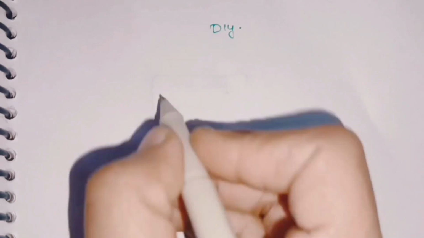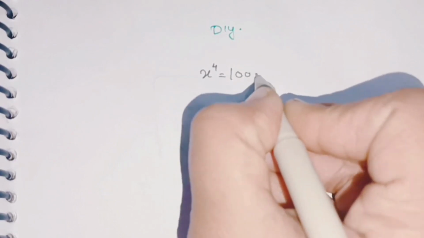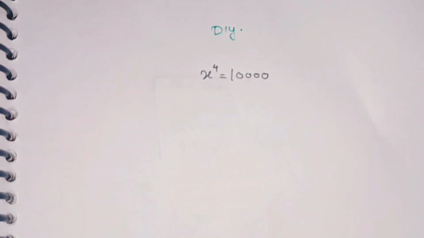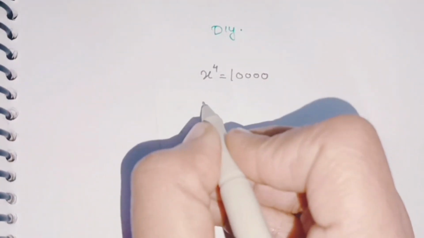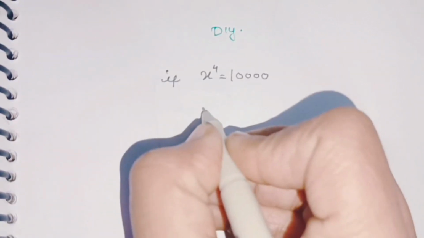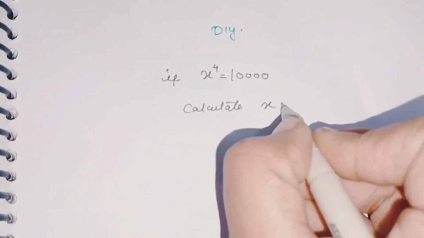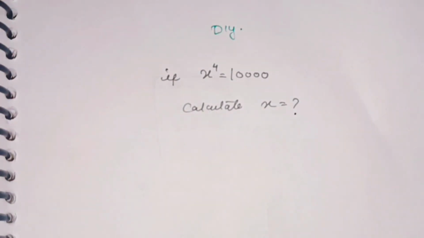Lastly, I have a DIY homework problem for practice. Take it as x raised to power 4 is equal to 10,000, or 1 with 4 zeros. And you have to calculate all the four possible values of x. Here the hint is, write 10,000 as 10 to the power 4. Repeat the same steps and you will get the answer.